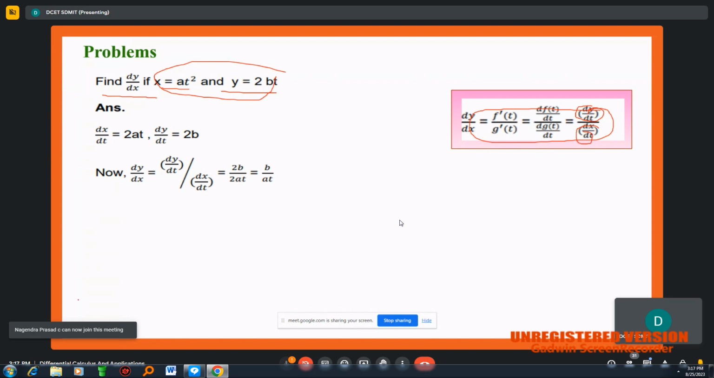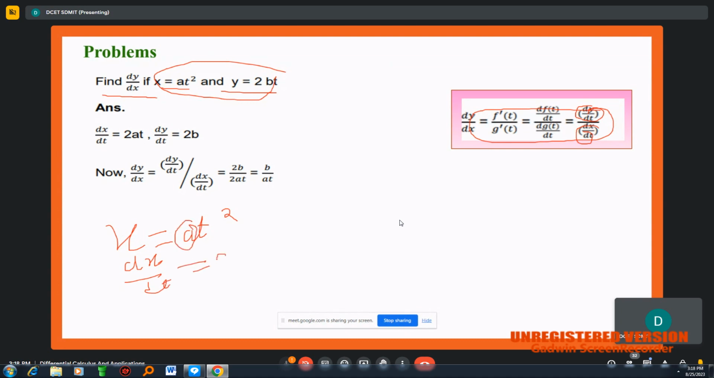What is the x given here? x is equal to a into t square. Now we have to find dx by dt, differentiating the x function with respect to t. Here a is a constant. What is the differentiation of t square? That is nothing but 2t. Therefore, dx by dt is equal to 2at. Similarly, y is equal to 2 into b into t. Now we have to find dy by dt, differentiating the y function with respect to t.